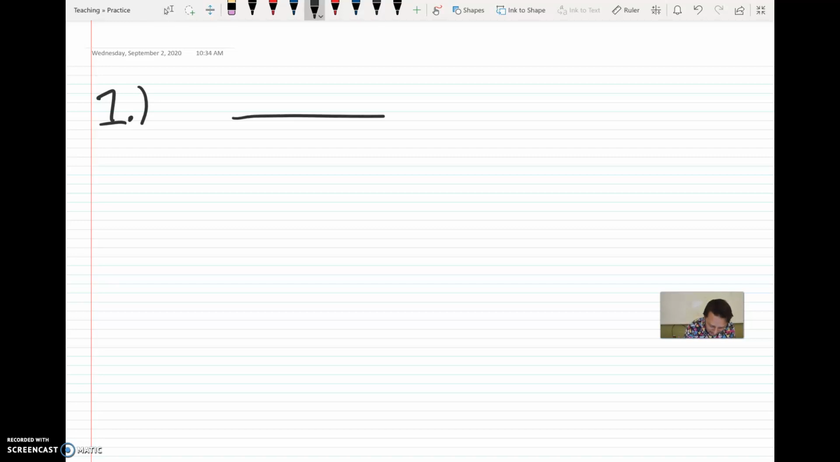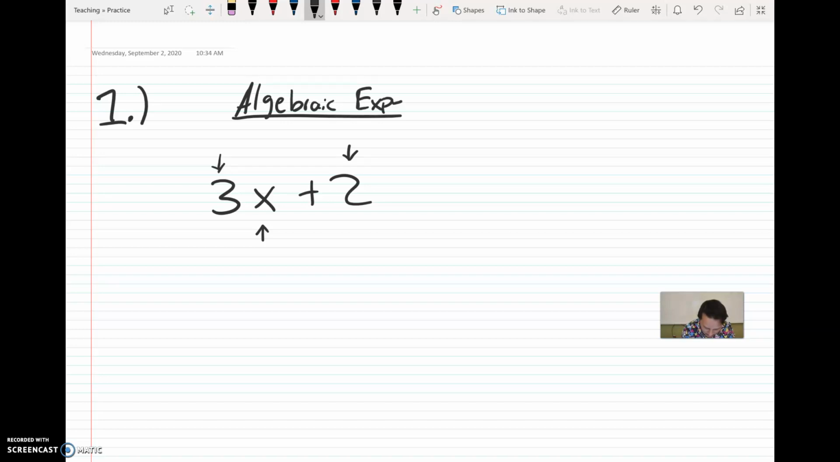Essentially, you have a box up here, you have 3x plus 2, and you have a couple of arrows pointing. All it's asking you to do is to label or to select the correct vocabulary word, okay? So for this title, right, we know that this is called an algebraic expression.